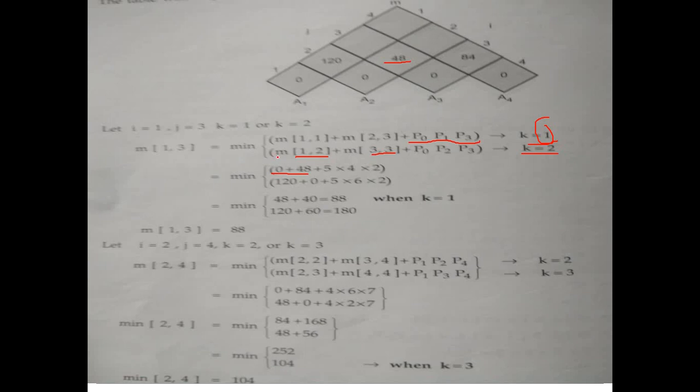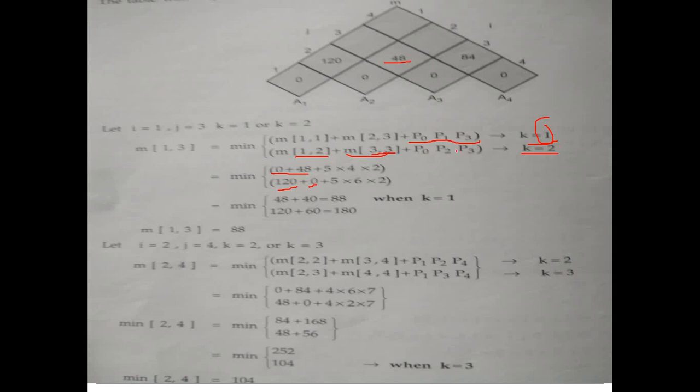If we discuss case number 2, way number 2 here, then the multiplication of 1 and 2 says it is 120. So we will put 120 here. After it plus m33. So m33 is 0 already.